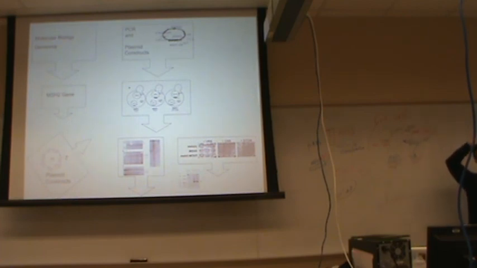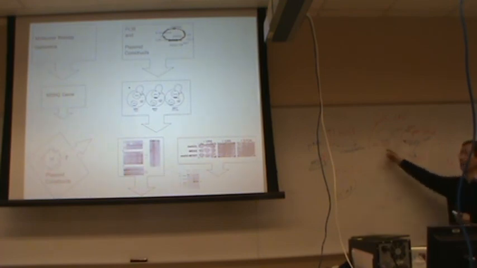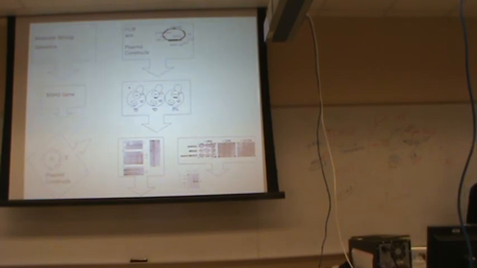So it carries URA3, which has a microsatellite in front of it. And the correct replication of this microsatellite will be carried out by MSH2, to tell us about the mismatch repair of MSH2. Correct. The URA3 tells us that. That's right. And URA3 tells us through a negative selection.